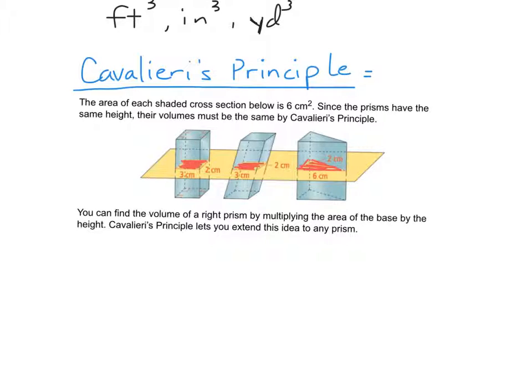Because all of these have an area of 6, and this height is the same as this height, which is the same as this height, so all their heights are the same, and all their areas of a cross-section are the same, their volumes will be the same. Okay, that's Cavalieri's principle.